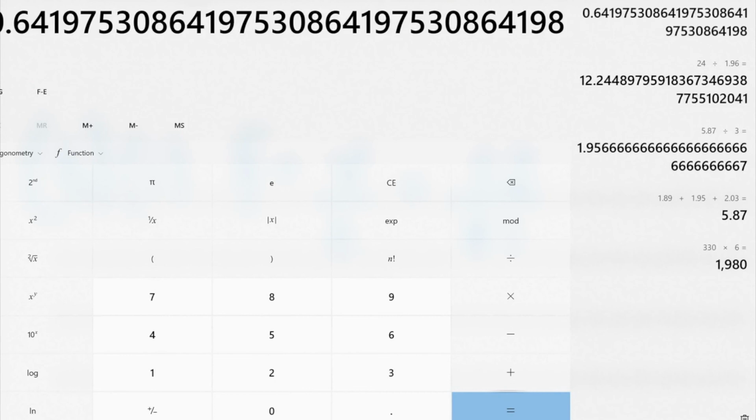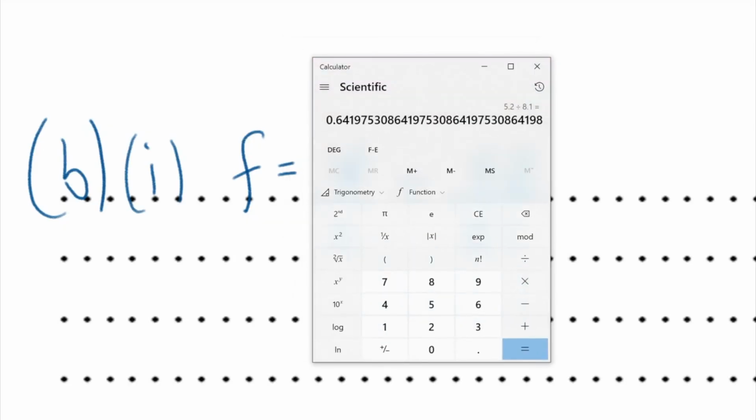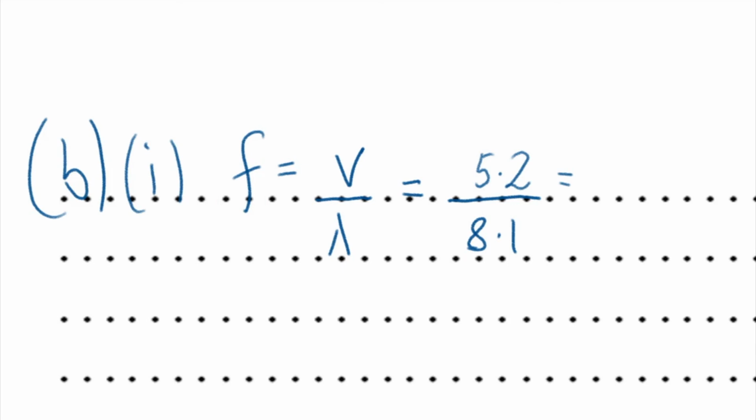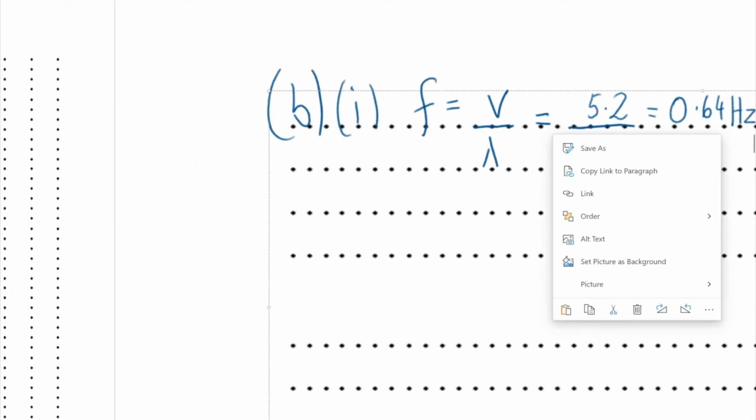It says 0.64. Don't fully believe it, so I'm going to go back to the usual mode. Let's try that again. 5.2 divided by 8.1. There we go. 0.64 to 2 decimal places. And remember, of course, the units. The units of frequency are hertz. So that's B part 1.